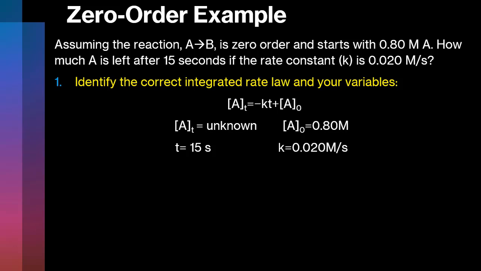First, you want to identify the appropriate integrated rate law and define your variables. The rate law for a zero order reaction is going to be A sub t is equal to negative kt plus A sub naught, where A sub t is our unknown. That's what we're solving for. A sub naught is going to be equal to 0.8 molar, t is equal to 15 seconds, and k is equal to 0.020 molar per second. Again, this is all data that was given to us in the question.